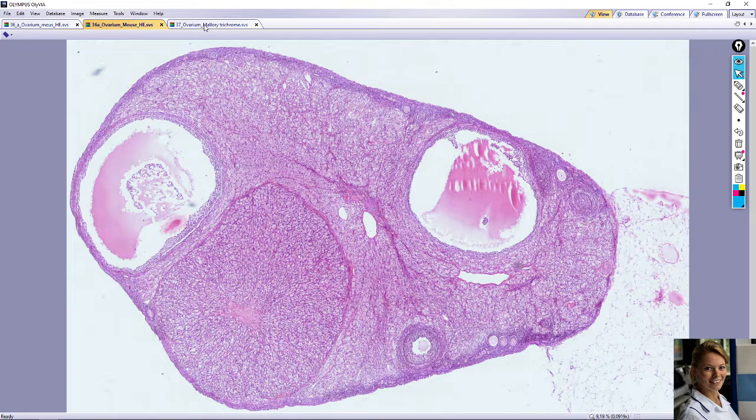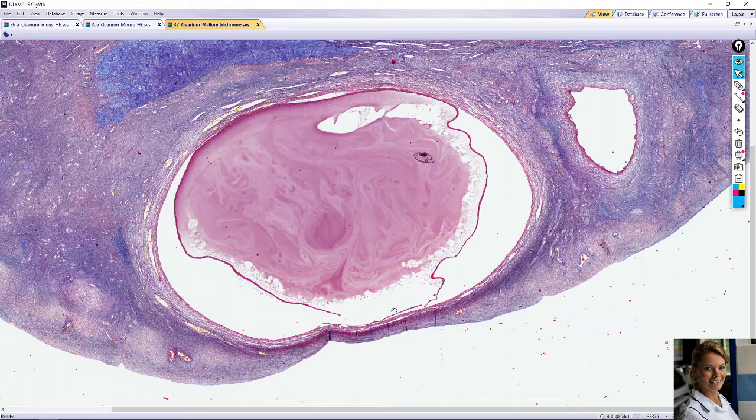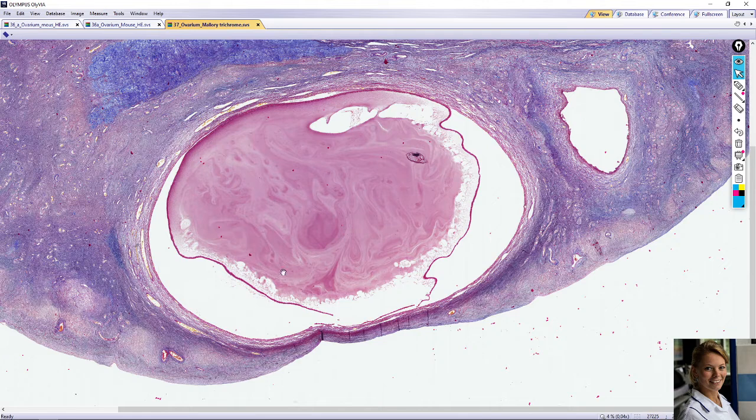So, and I have another ovary stained by Mallory trichrome. That means that collagen fibers are blue. This ovary contains a mature follicle, Graafian follicle, also without oocytes. It's not visible in this section. This is the follicular fluid, liquor folliculi, here.